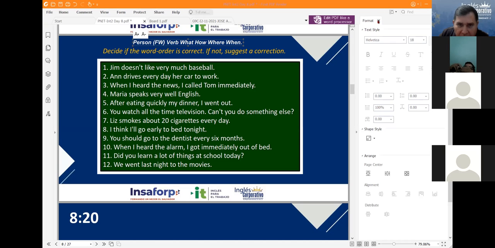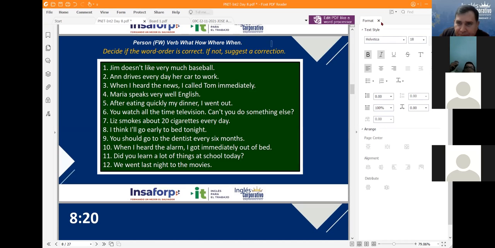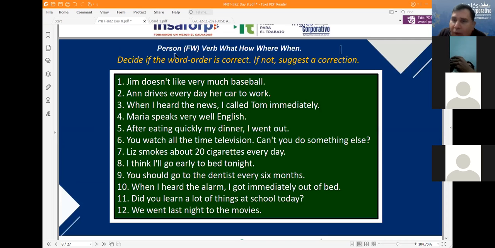Check, my friends. Check over here. What's the word order? Person, frequency word, verb, what, how, where, and when. Example: I usually play the piano carefully or quietly in the living room in the afternoon.